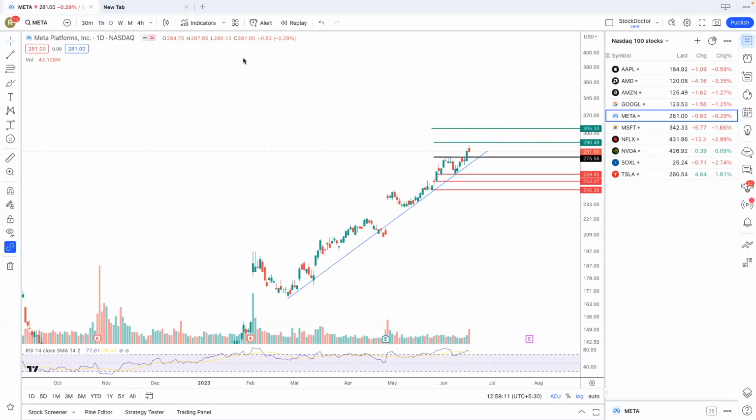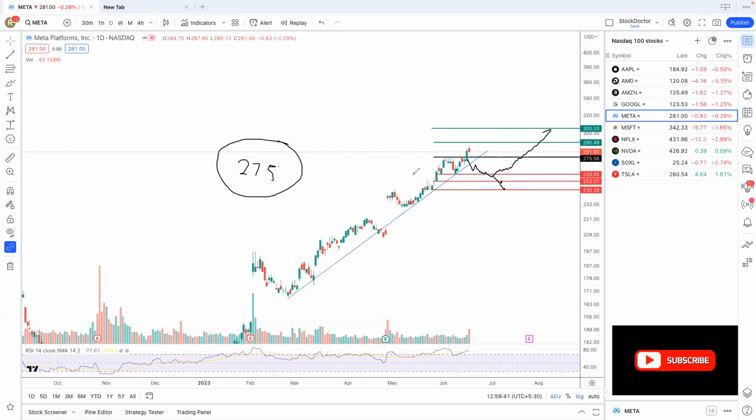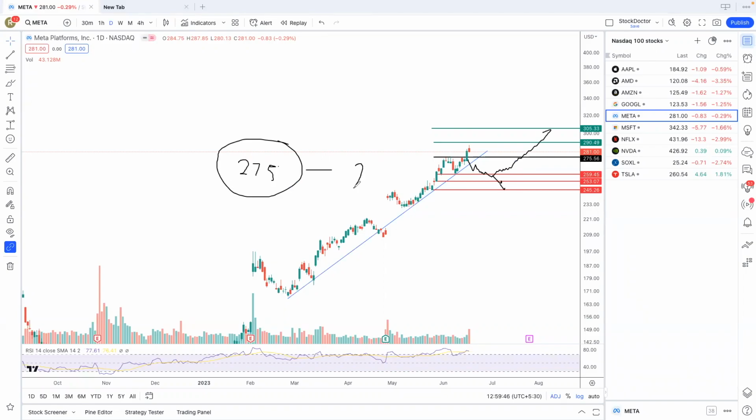If somebody is holding Meta, they should see that 275 is not broken. If it breaks 275, the first target is 260. From there, it can again take a U-turn and go up again, or from 260, it can go towards 253 or 245. So 275 is a very important level. If somebody is a long-term or medium-term holder, definitely they should watch the level between 275 to 260.